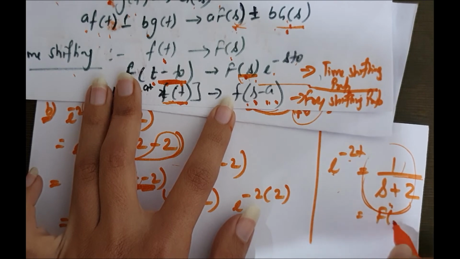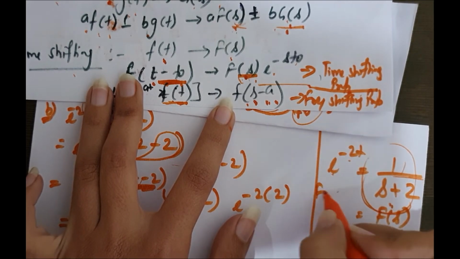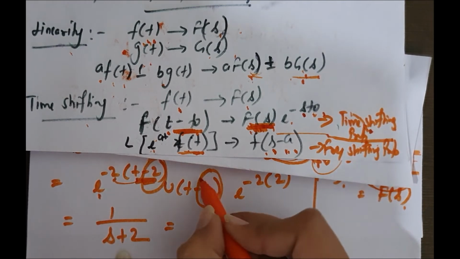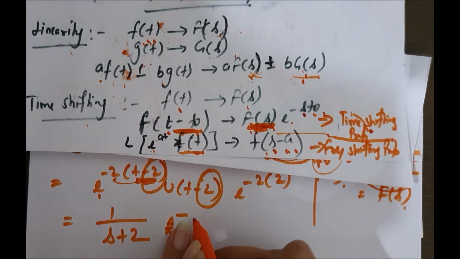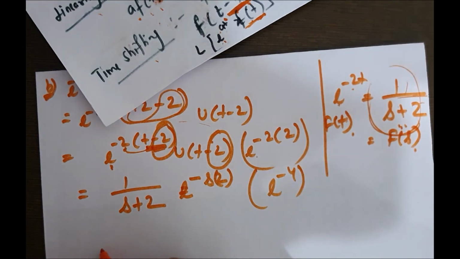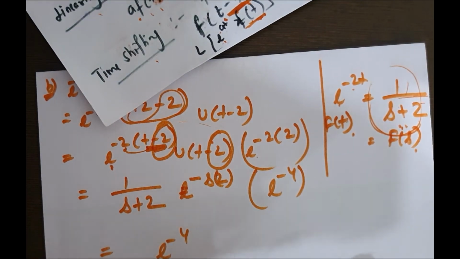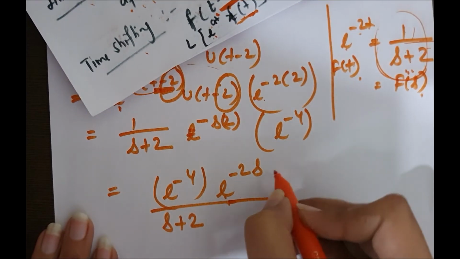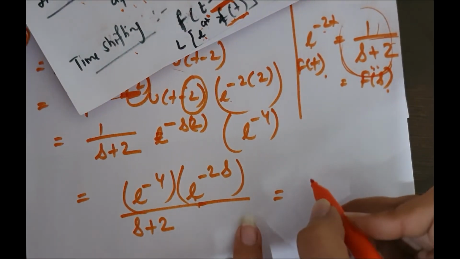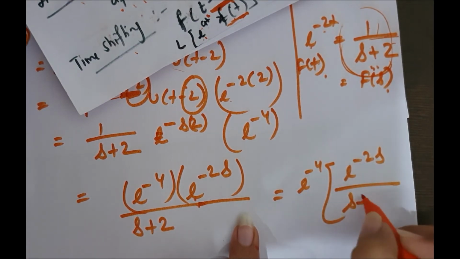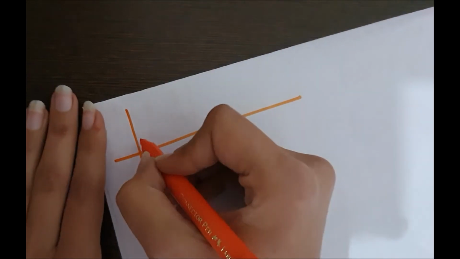This is F(s). This is f(t). Here due to this shifting in the time domain, we get exponential minus s t naught. Here what is t naught? It is 2. So the result would be this, and you can write it like this. Now second example.